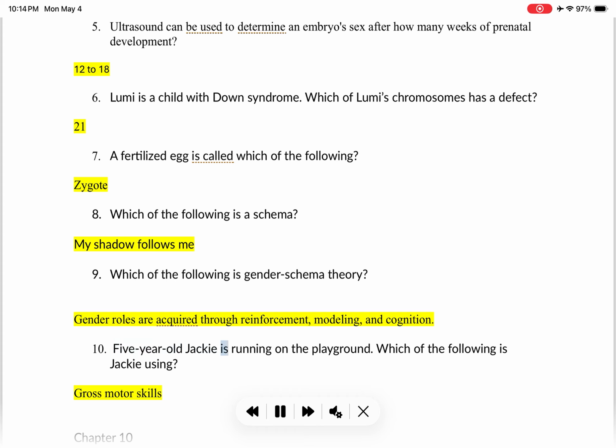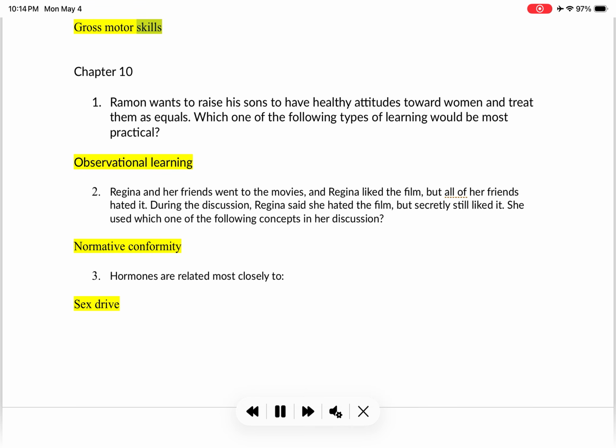5-year-old Jackie is running on the playground. Which of the following is Jackie using? Gross motor skills. Chapter 10. Ramon wants to raise his sons to have healthy attitudes toward women and treat them as equals. Which one of the following types of learning would be most practical? Observational learning.